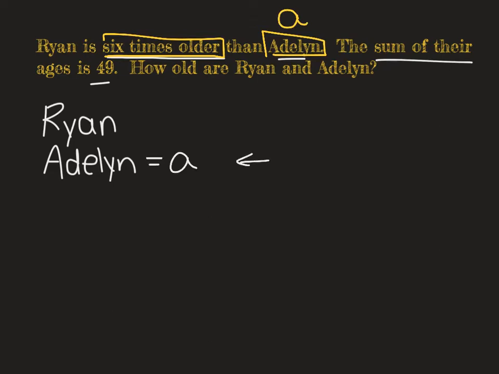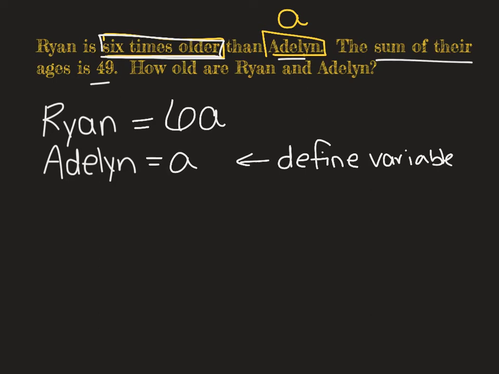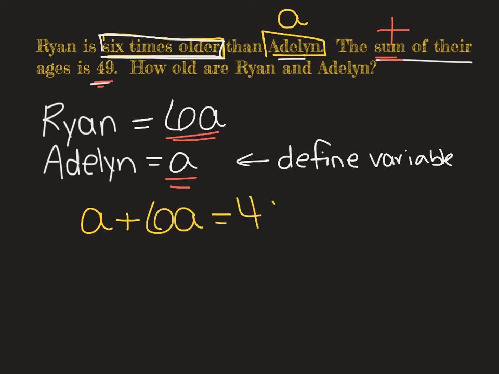This is called defining our variable because we're saying what our variable represents. A represents Adeline's age. And if that's the case, then Ryan, who's 6 times as old, has to be 6 times A. Now we have expressions to represent both Ryan's age and Adeline's age, and the problem tells us the sum of their ages is 49. Sum tells us we're using addition. So if Adeline's age is A and Ryan's age is 6A, the sum of their ages is 49.